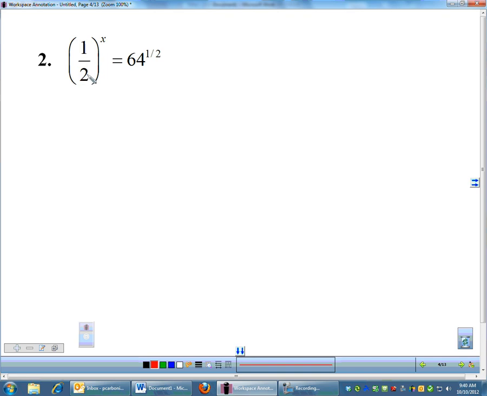I see a 2 here. I see 1 over 2. 64. I don't know if you know this, but 64 is 2 to the 6th power.